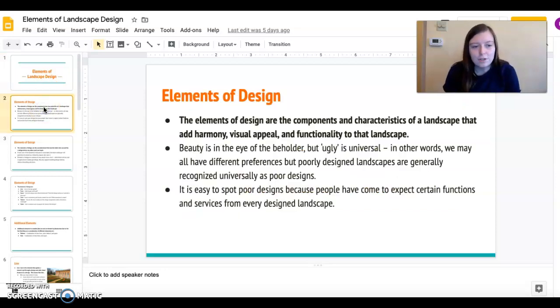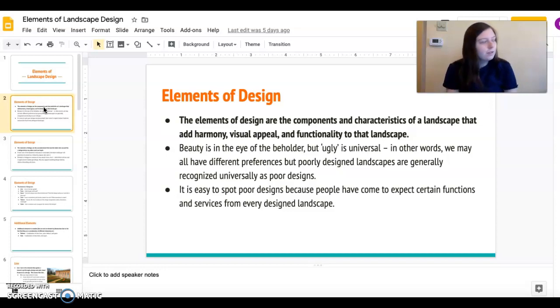So first off, things we need to know. These are the components and the characteristics of a landscape that add the harmony, visual appeal, and functionality to that landscape. So a lot of what we've done so far in landscaping and in drawing has just been like free range. You can do whatever you want, put a plant wherever you want, and this PowerPoint's really going to buckle down into like why we should put certain plants where we do and why we should maybe not put others where we do. Just kind of like the do's and don'ts of design.